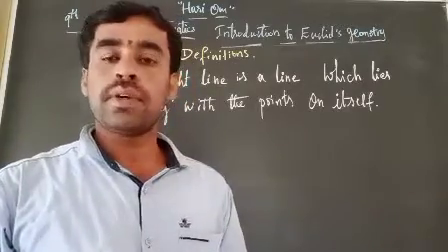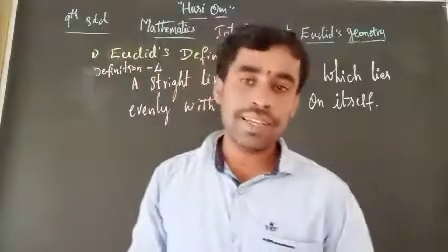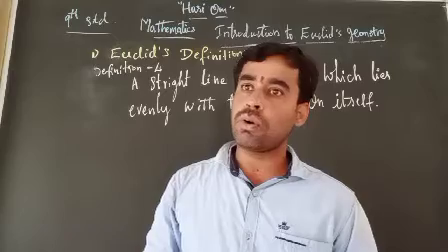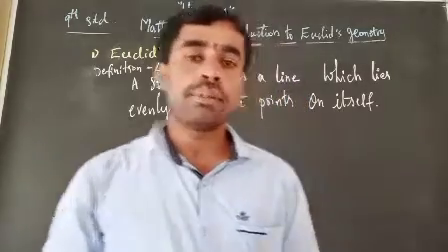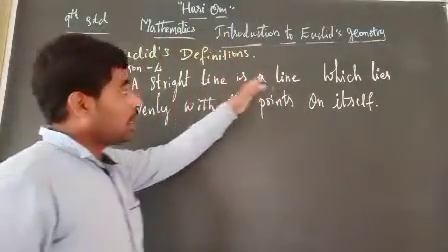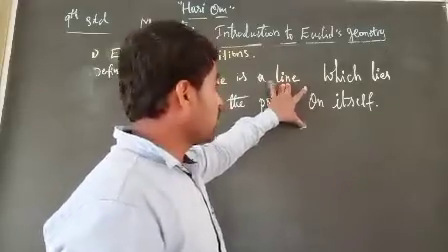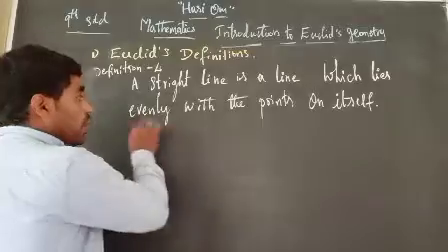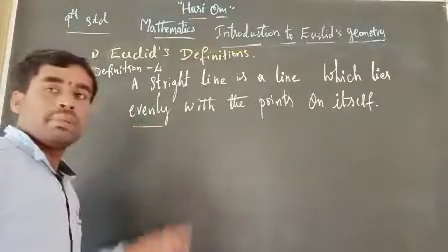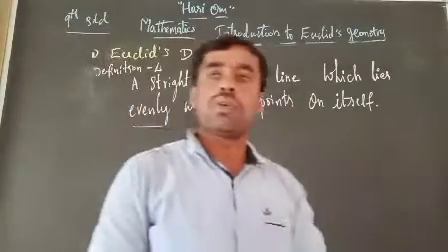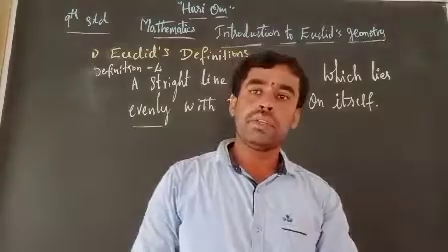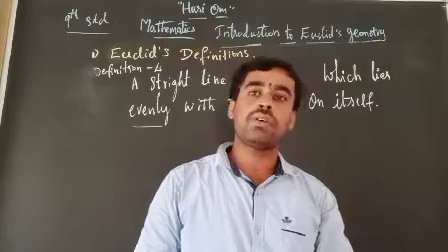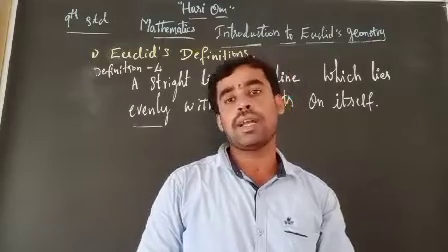Dear students, as we come to definition number 4, a straight line is a line which lies evenly with the points on itself. That means a straight line is a line which lies evenly with the points on itself. Evenly means regularly, a steady or regular way. The entire set of points on a straight line must be in a single line.